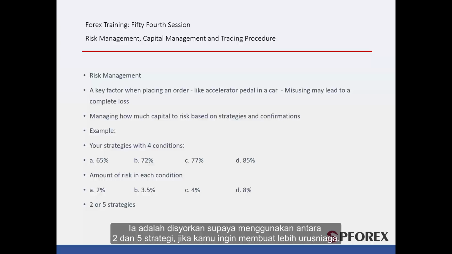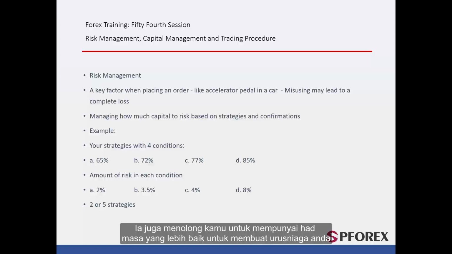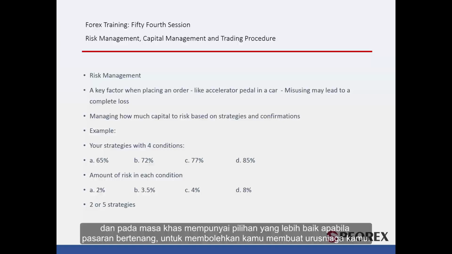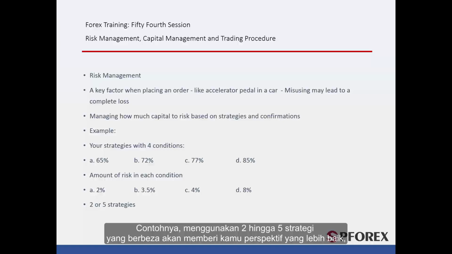It is recommended to use between 2 and 5 strategies if you would like to make more trades. It also helps you to have a better time limit to make your trades, and on special occasions gives you a better option when the market settles. For example, using 2 to 5 different strategies will give you better perspectives, so you will no longer do trades at 65% or 72%, and only make trades at 77% and 85%.